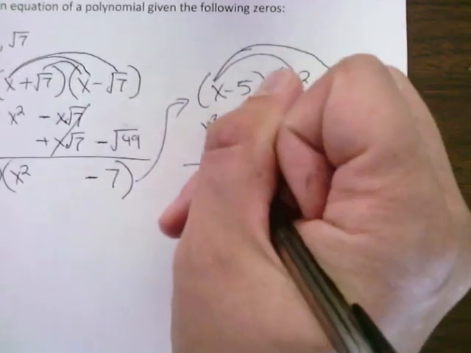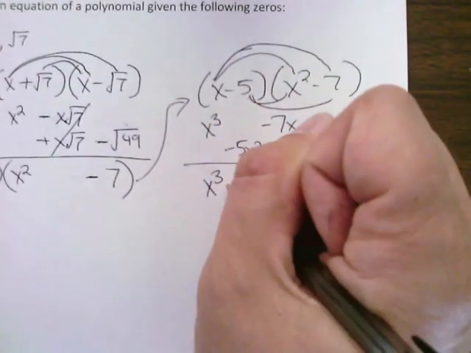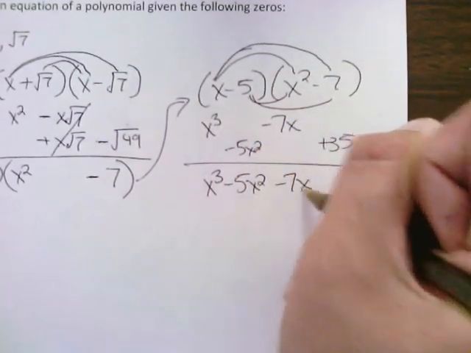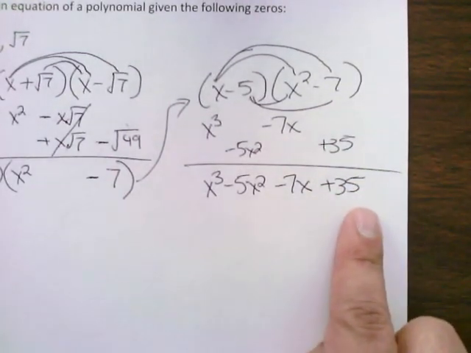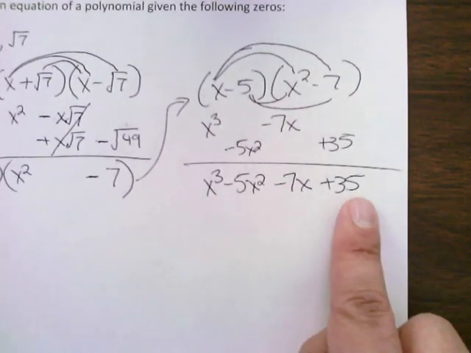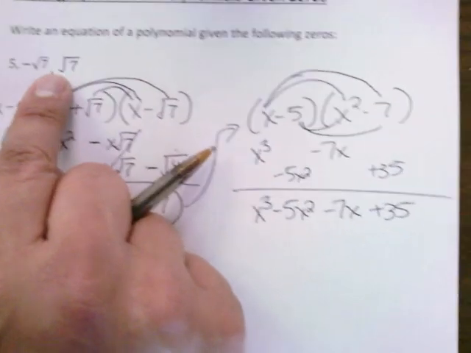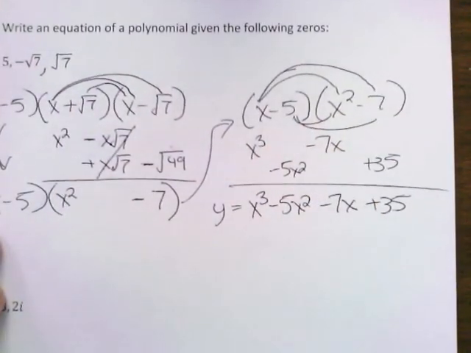So combining like terms, the x to the third combines with nothing. A negative 5x squared combines with nothing, so negative 5x squared. A negative 7x comes down, and a plus 35 comes down. This is now a polynomial that is in standard form. So this polynomial will produce the zeros of 5 minus the square root of 7, and then positive square root of 7. That is my polynomial.